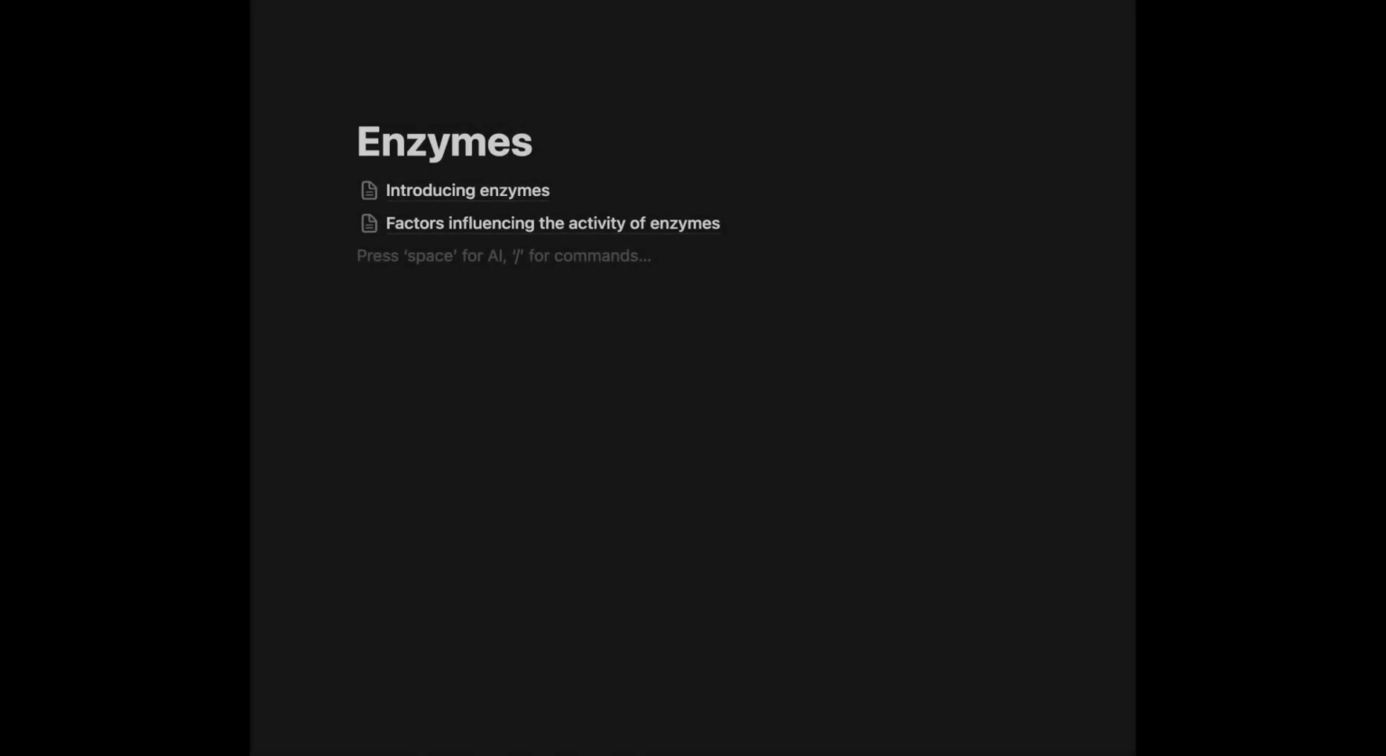So this first video is going to be about enzymes, which is covered in both Unit 3 Area of Study 1 and Unit 3 Area of Study 2 for VCE Biology 3-4. This video is going to be split into two parts. Firstly, I'm going to be discussing enzymes and a quick introduction to them. And then I'll be moving on to factors influencing their activity. So let's get straight into it.